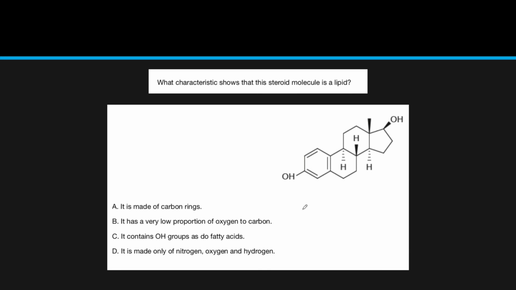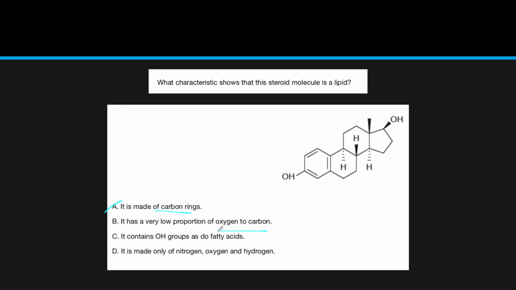So here's a question that you might be asked. What characteristic shows that a steroid molecule is a lipid? Once you see this molecule, you'll say, okay, carbon and hydrogens, it can be either a carbohydrate or a lipid, because I really don't see the R group or anything else indicating it's not a carbohydrate or a lipid. So, made of carbon rings. Well, if you think back to glucose, that's a carb, and that's also made of carbon rings. No. A very low proportion of oxygen to carbon.